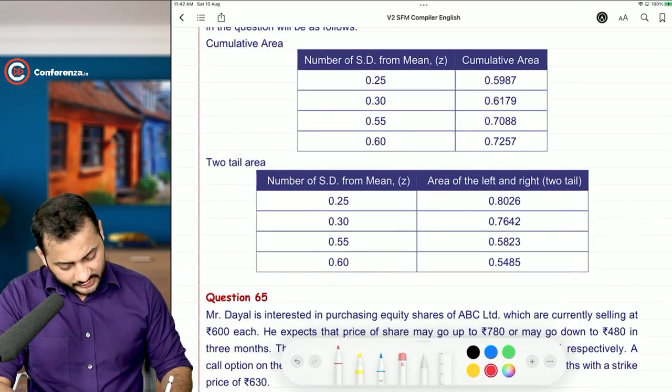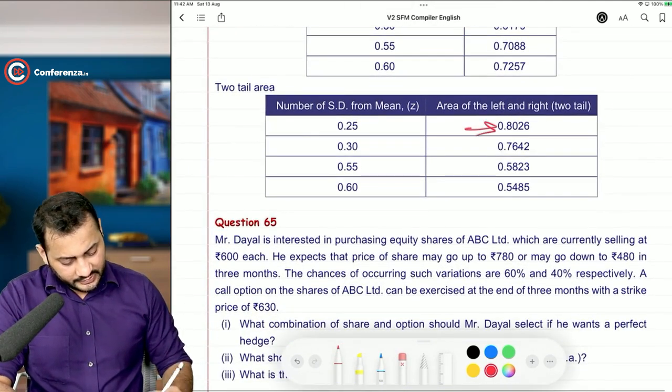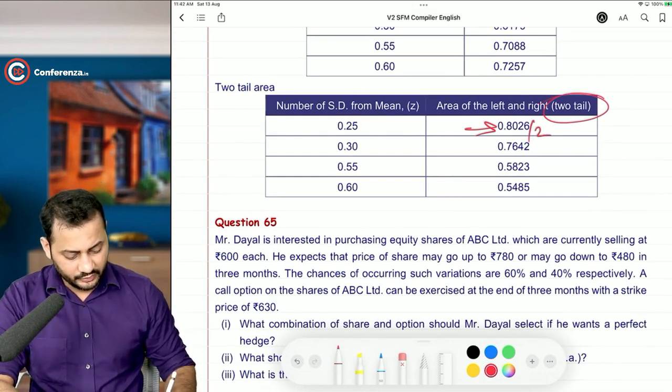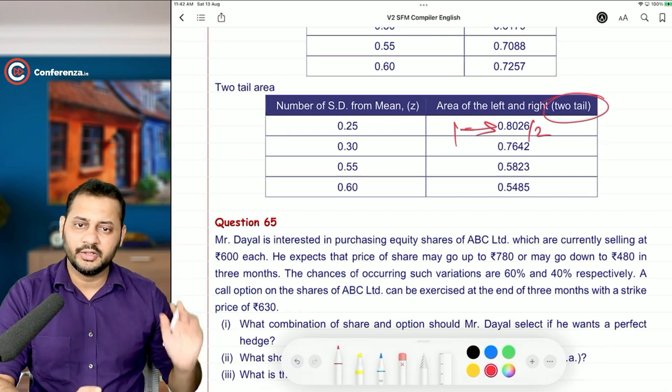See, this is the cumulative area, and you can see that it is 0.8026 because it is 2 tail. So what you are going to do is divide it by 2 and then deduct it from 1. You will get the answer.